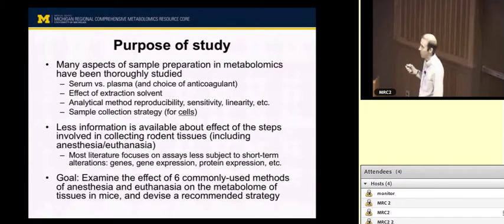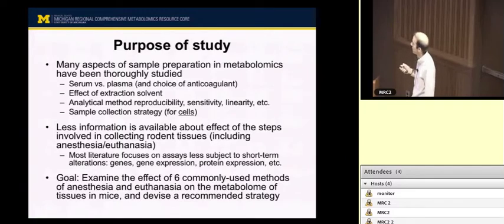There was less information when we went, so we wanted to do studies in animals and focus on the metabolome primarily in skeletal muscle, but also liver and other tissues. And there was less information about the effects of sample preparation on the metabolome. Most of the literature that discusses sample preparation techniques is focused on things that aren't subject to rapid turnover, so things like genes, gene expression, protein expression, et cetera.